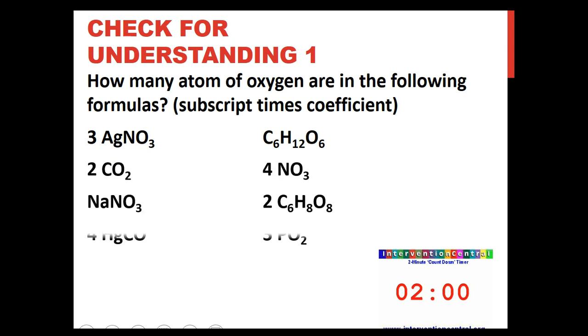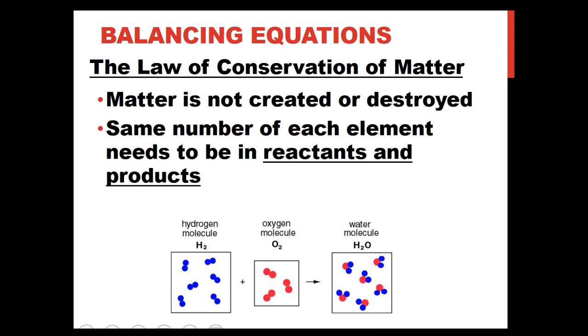Okay, let's do a quick review on how to figure out how many there are for each. Let's just talk about oxygens, okay? I only want to know how many oxygens. So for this one, it's 3 times 3, so 9 oxygens here. 2 times 2, 4 oxygens here. There's no coefficient here, so it's just 1 times 3, 3 oxygens here. 4 times 1, so 4 oxygens here. There's no coefficient, so just 6 oxygens here. 4 times 3, which is 12 oxygens here. 2 times 8, which is 16, and 3 times 2, which is 6 oxygens. Again, that was only for solving for oxygens.